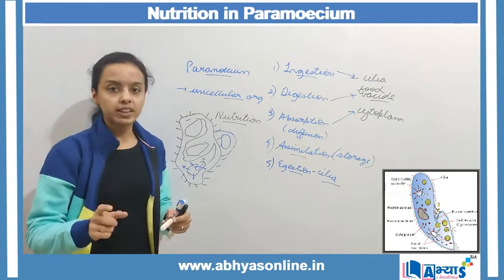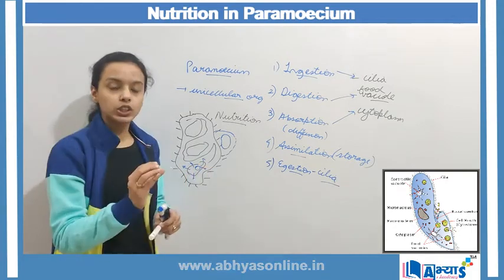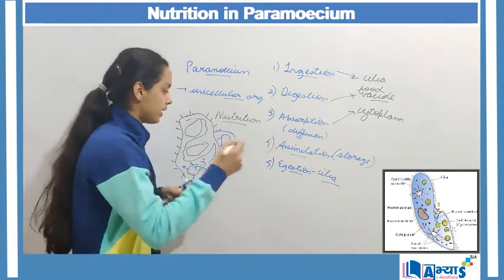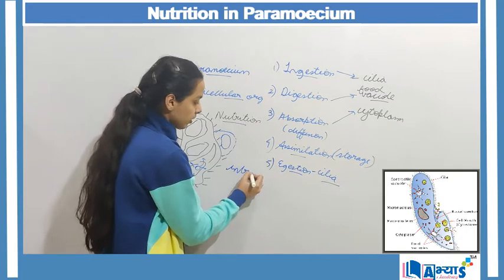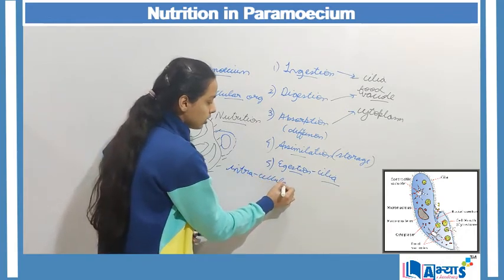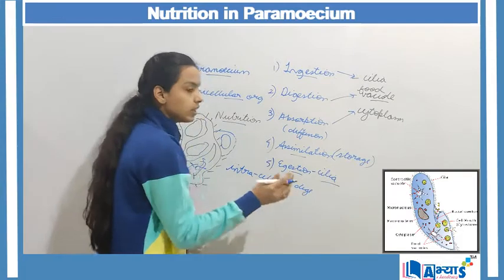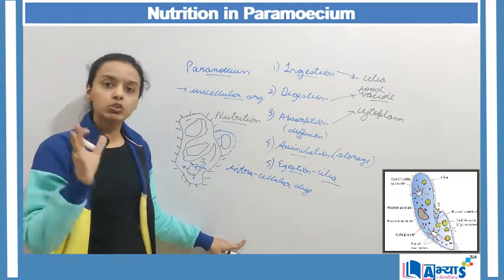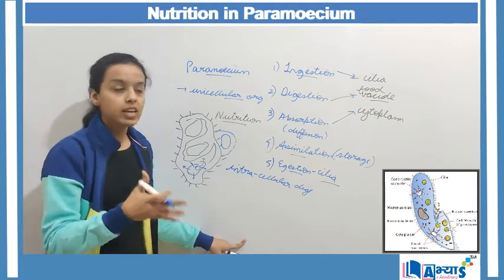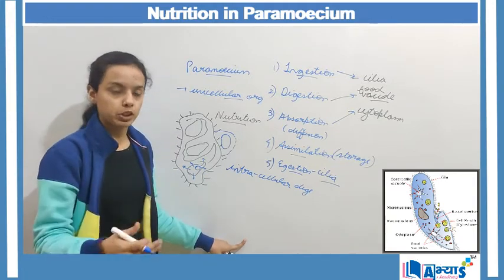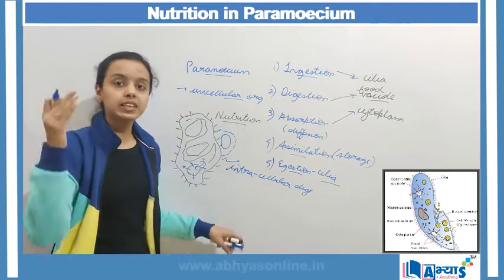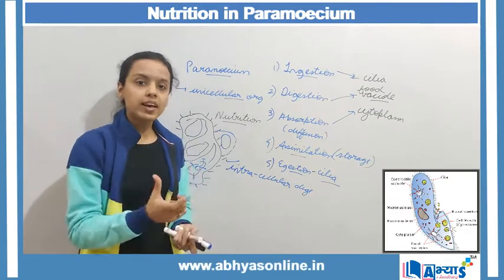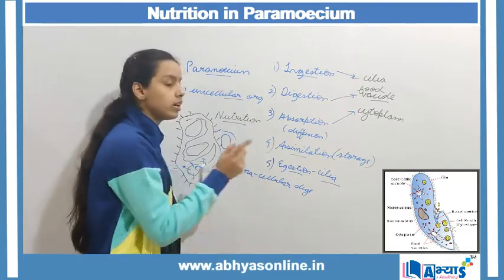You should also note that whenever digestion takes place in the food vacuole, that is, inside the cell, it is referred to as intracellular digestion. Like in the case of amoeba or in the case of paramecium. You can always watch the video on the nutrition in amoeba as well. This was the video on nutrition in paramecium. When the digestion takes place inside the food vacuole, which is generally the case in unicellular organisms, it is referred to as intracellular digestion.